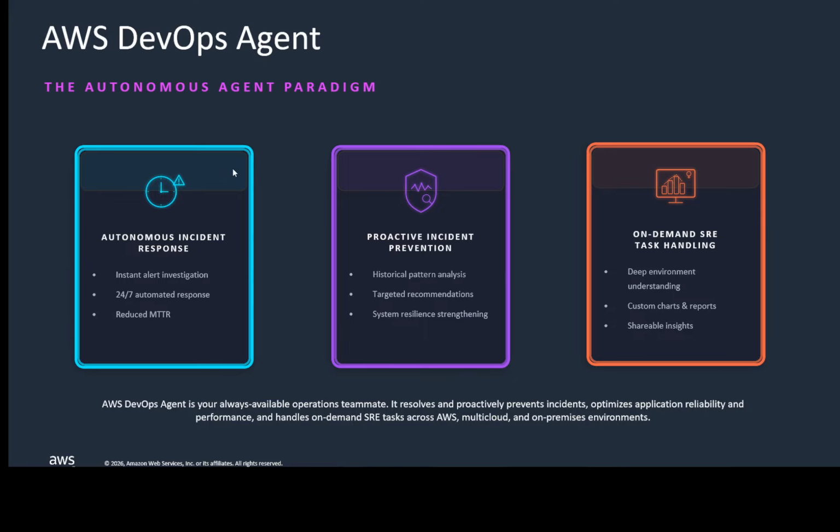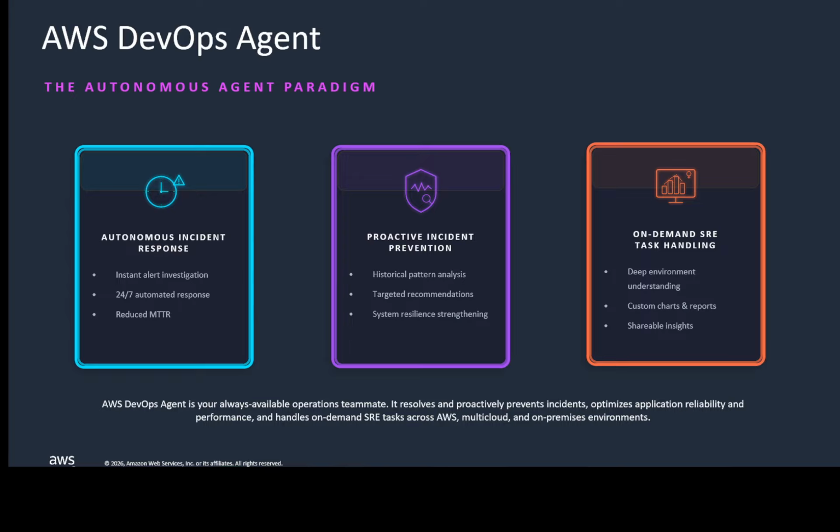It's autonomous. The AWS DevOps Agent investigates the alert instantly, whether it's 2 a.m. or peak hour, with no manual triage. It analyzes the root cause and restores optimal performance automatically. This definitely reduces the mean time to resolve. Think of it this way: your expert on-call engineer is available 24/7.